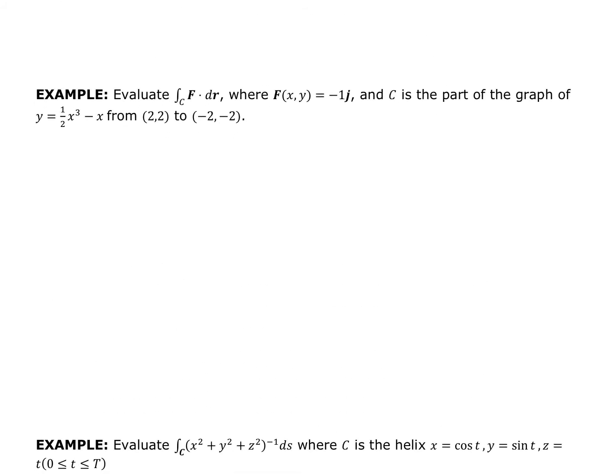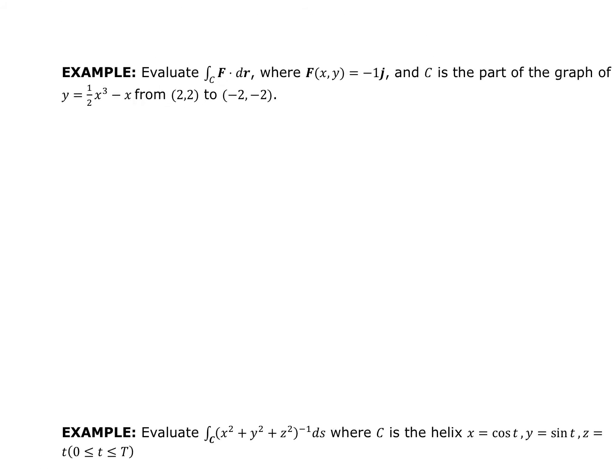So let's go to our first one, and it's pretty straightforward. I already have the vector f, so the vector f can be written as <0, -1>.